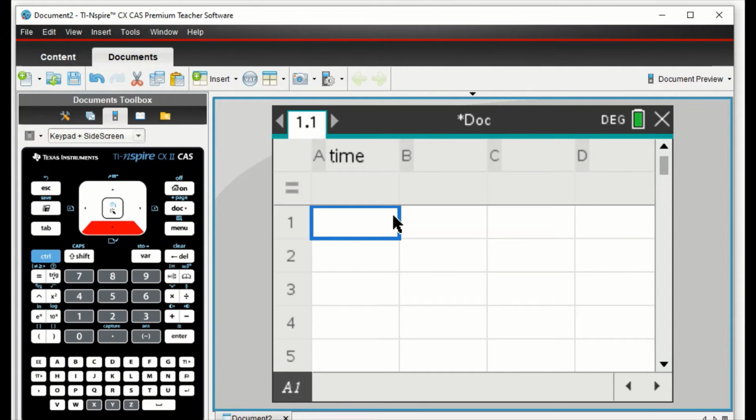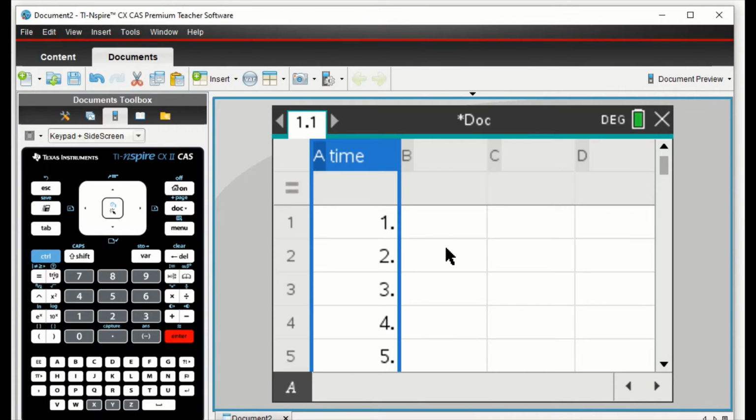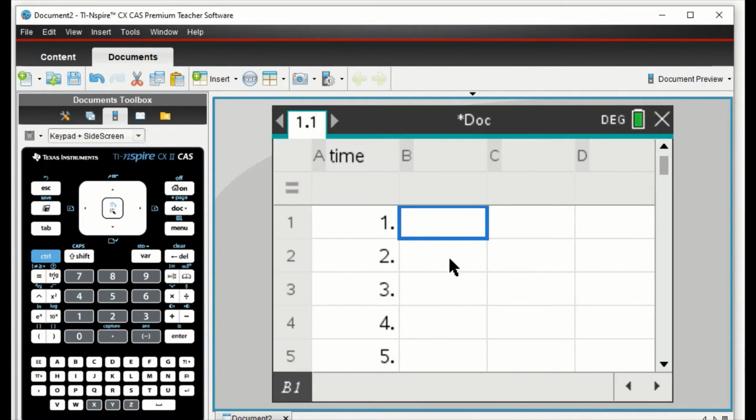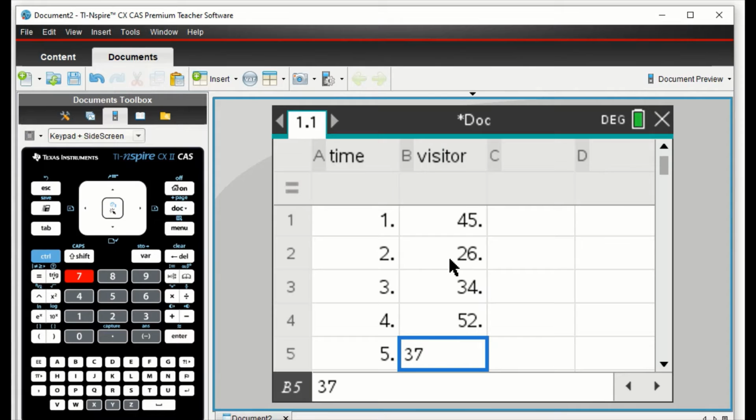Remember, the calculator only recognizes numbers. So we are just going to put in, you have 10 values, right? So 1, 2, 3, 4, 5, 6, 7, 8, 9, and 10. That's basically our T here. Then for the number of visitors, we'll be putting in 45, 26, 34, 52, 37, 42, 64, 41, 50, and then 69.